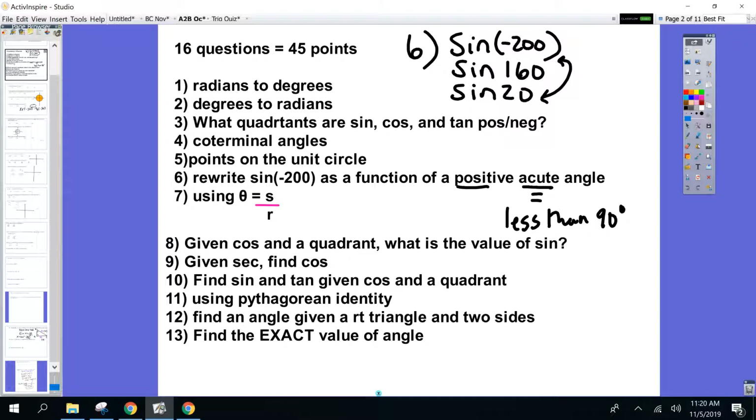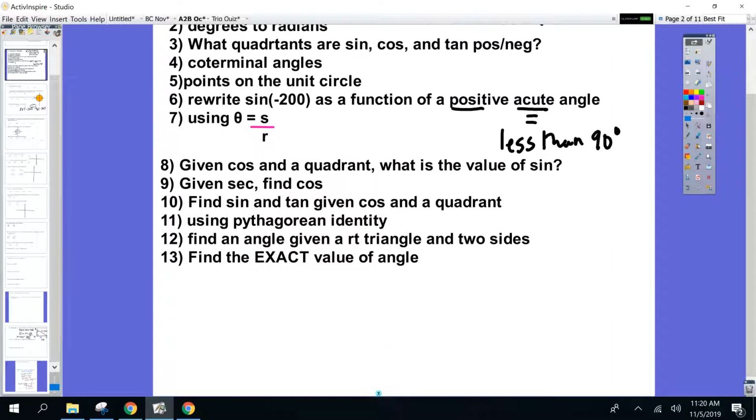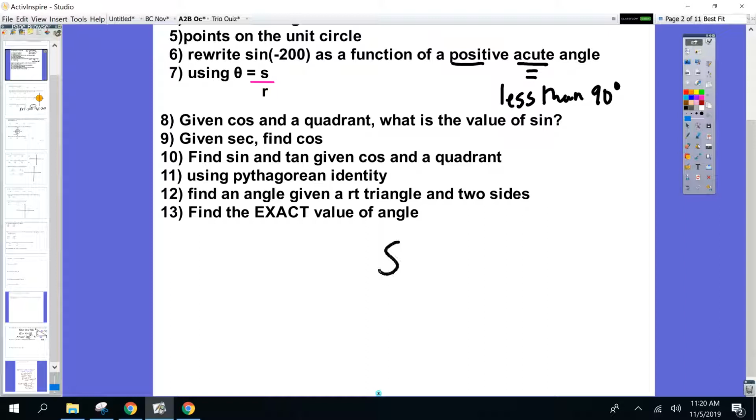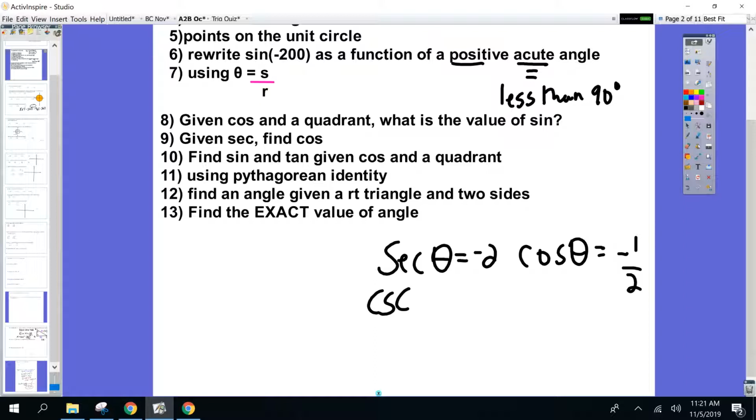Yep, go ahead. Ready? Secant of theta is -2. What must cosine theta have been then? There you go, they're reciprocals. I could also do this instead, replace secant with cosecant. So this would be sine instead.